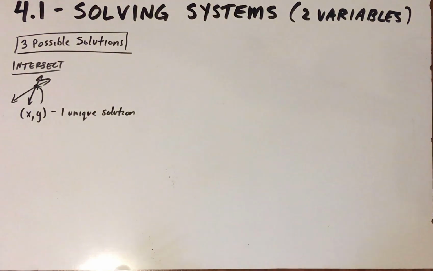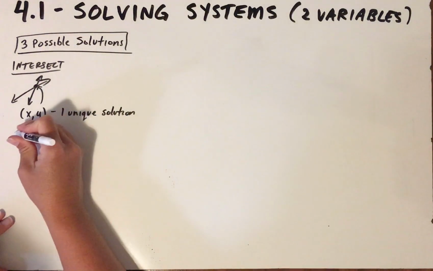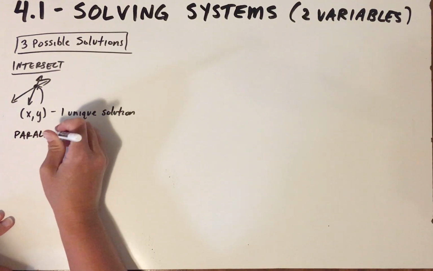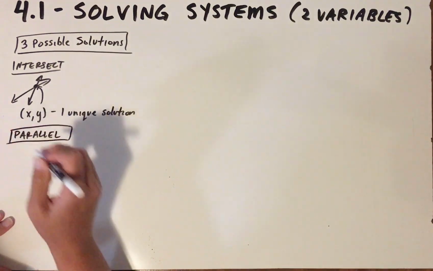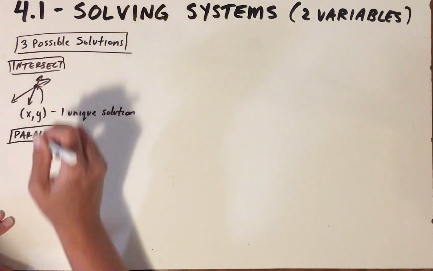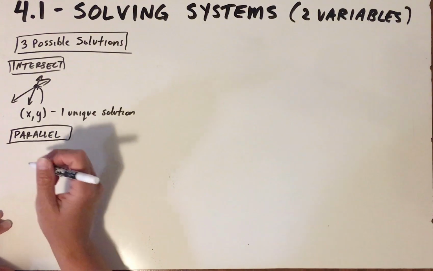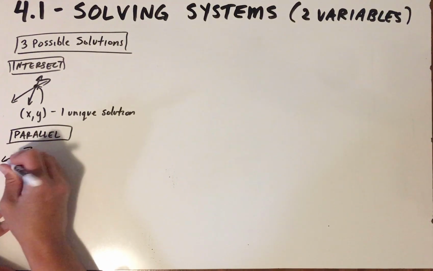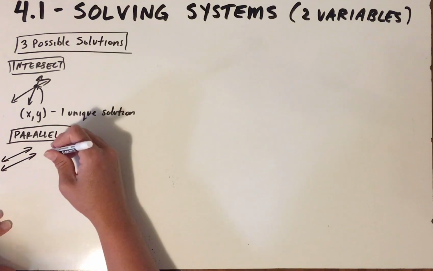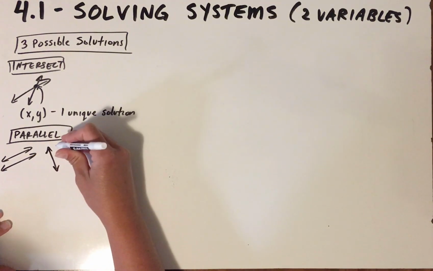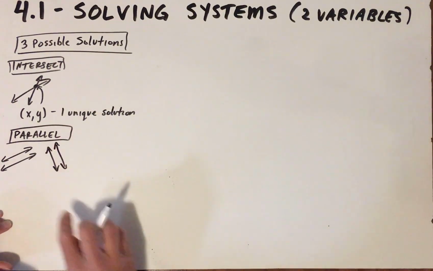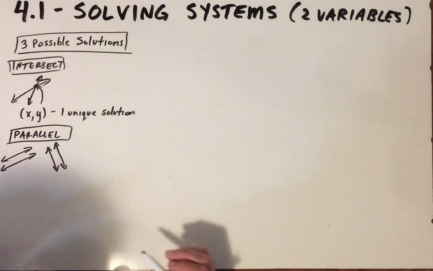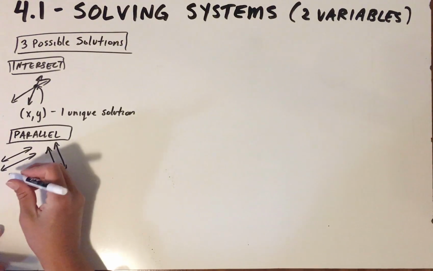Well, another possibility is that we could have parallel lines. Remember, parallel lines have the same slope but different y-intercepts. Okay, so we know that, but parallel lines could look like this, or they could look like this. The point is that if you look at parallel lines, there's one fact that we know about them. They will never intersect.